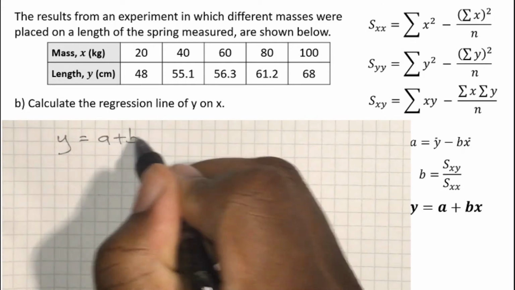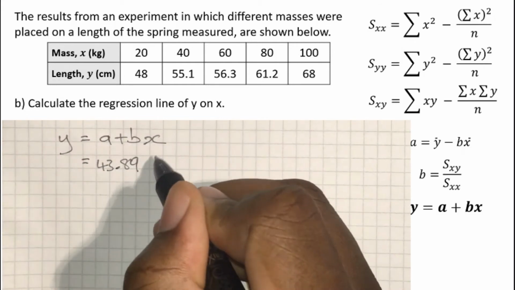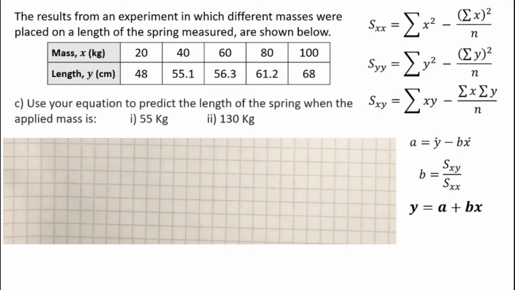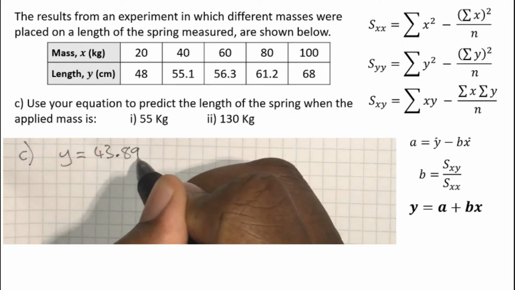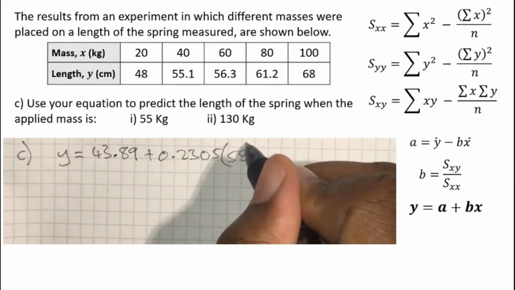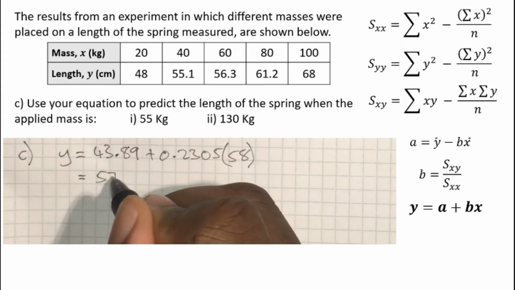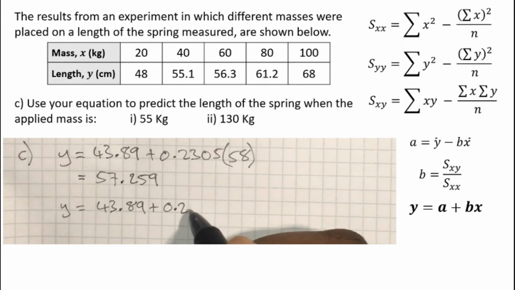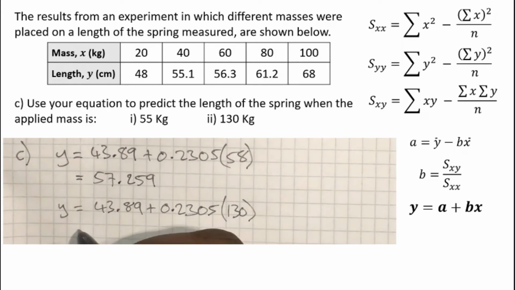Okay, let's put this all together. Our regression equation, Y equals A plus BX. So Y equals 43.89 plus 0.2305X. Next, we're asked to make a prediction about the length of the spring when the mass applied is 58 or 130. We're just going to substitute this into our regression equation. So, substituting 58 gives us 57.259, and substituting the 130 gives us 73.855.